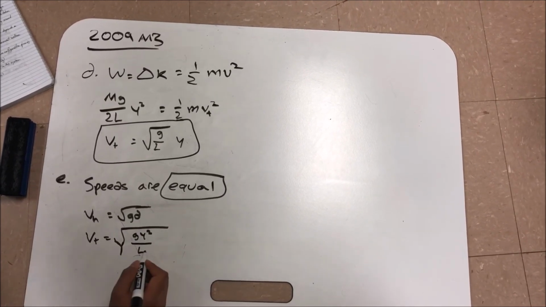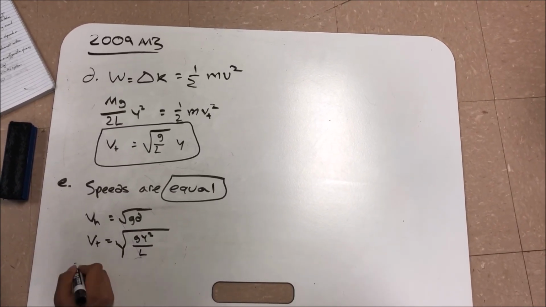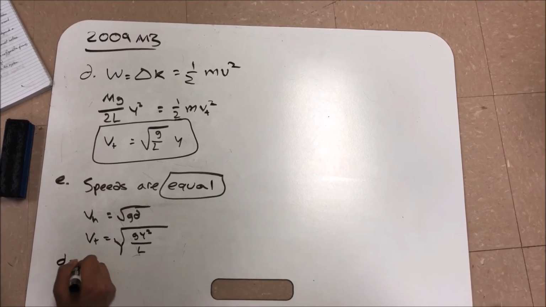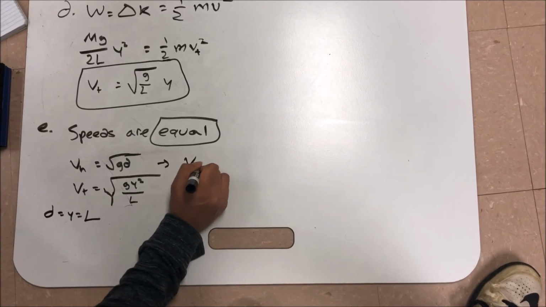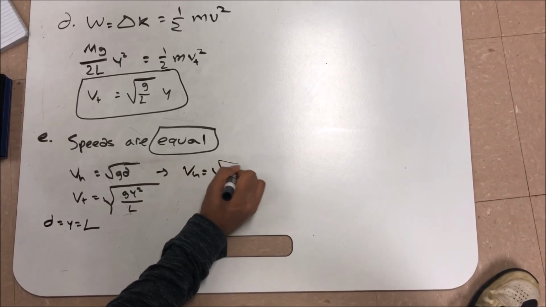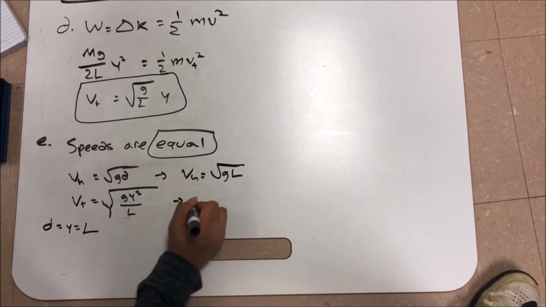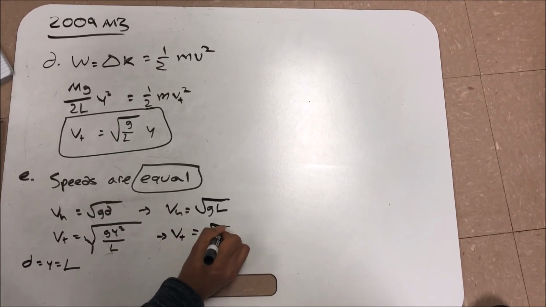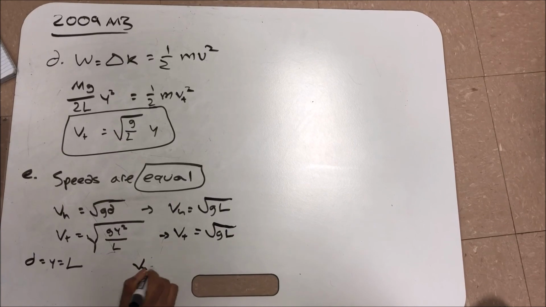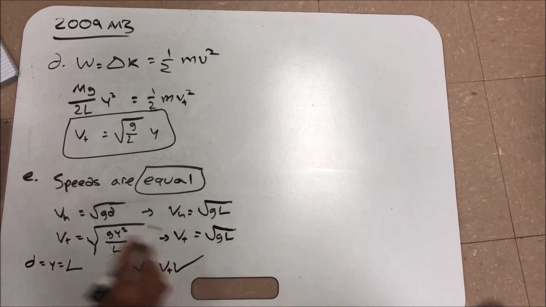Now we can substitute L in for y in part D. Once we bring that value inside of the square root, we can simplify to get the square root of gL. And if we substitute L for d in part A, we get the square root of gL as well. So this shows that the final velocity is going to be the same for both.